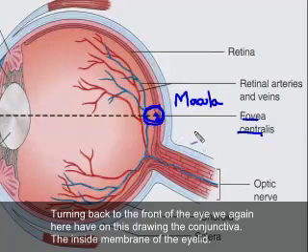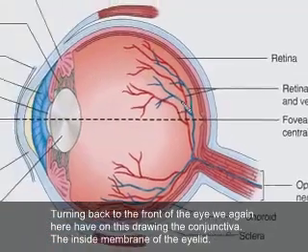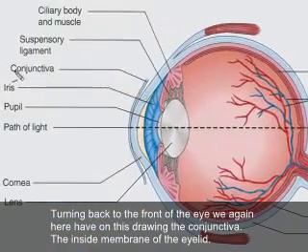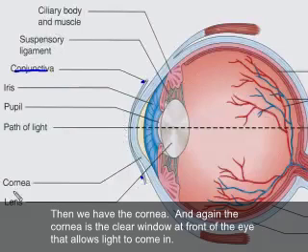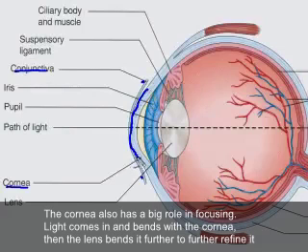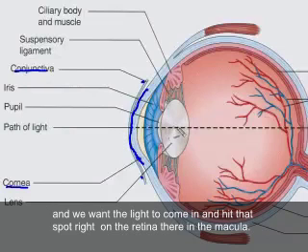Turning back to the front of the eye, we again here have on this drawing the conjunctiva. It's the inside membrane of the eyelid. Then we have the cornea. And again, the cornea is the clear window at the front of the eye that allows light to come in. The cornea also has a big role in focusing. Light comes in and bends with the cornea, and then the lens bends it further to further refine it. And we want the light to come in and hit that spot right on the retina there in the macula.